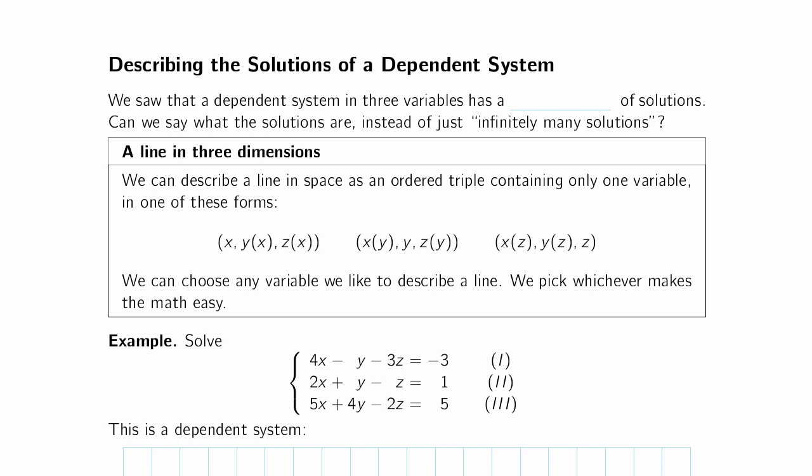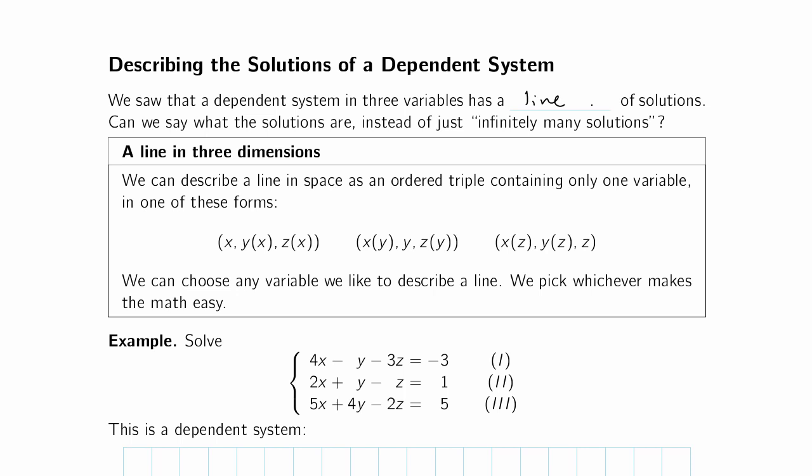We saw that a dependent system in 3 variables has a line of solutions, except in the really awful case where it's all the same plane. But that's not going to happen very often. In this case, we can say what the solutions are instead of just saying infinitely many solutions. And there are several ways to do this.